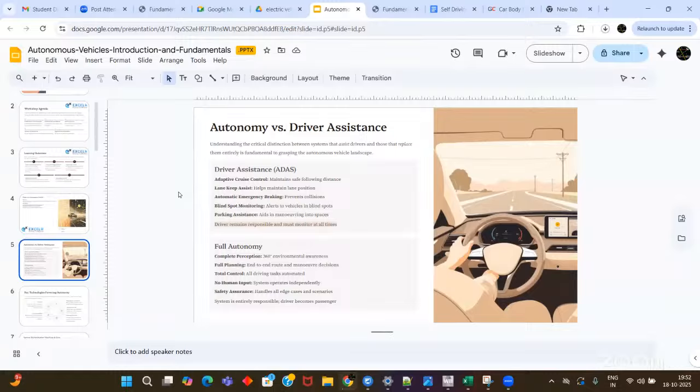The need you don't need to specify. The autopilot will decide on its own. But the minimum and maximum value will be decided by the driver. So driver assistance is required in such a manner. But in the full autonomy, the minimum and maximum is not required to be concerned within the system. It will take care by itself.